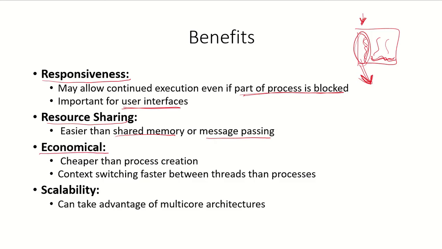Also, threads are economical for creating because they are much cheaper and the overheads involved are less. Also, the context switching between the threads is faster than context switching between the processes. So because of all these reasons, threads are known as lightweight processes. Threads can also take advantage of multi-core architecture. So if one thread is running on one core, another thread can be scheduled on another core.